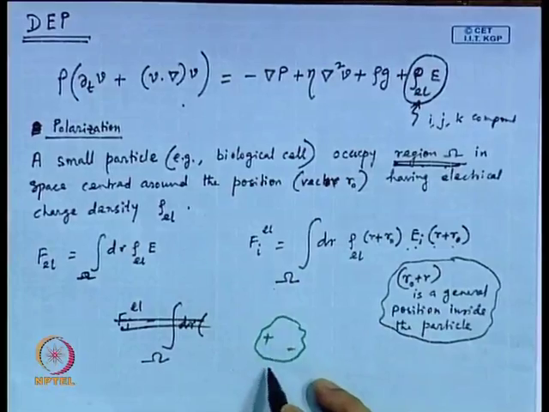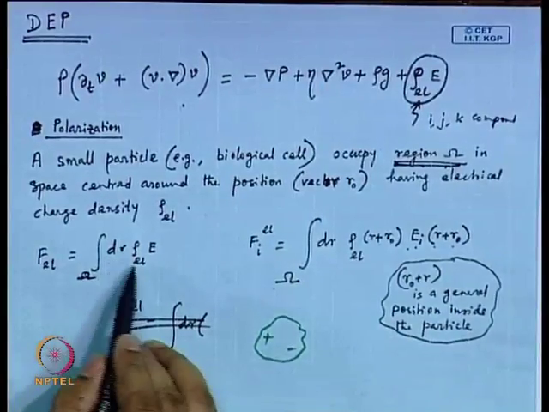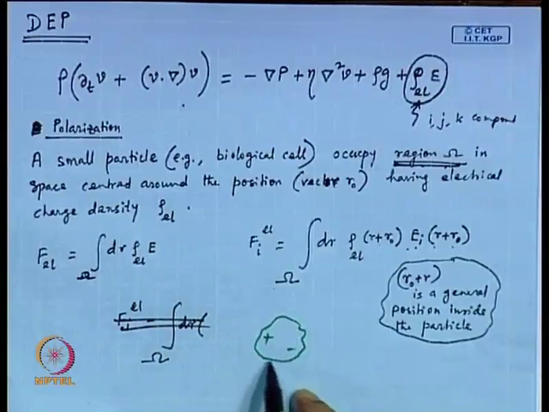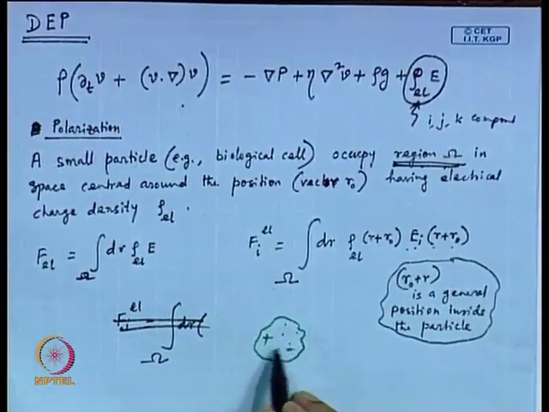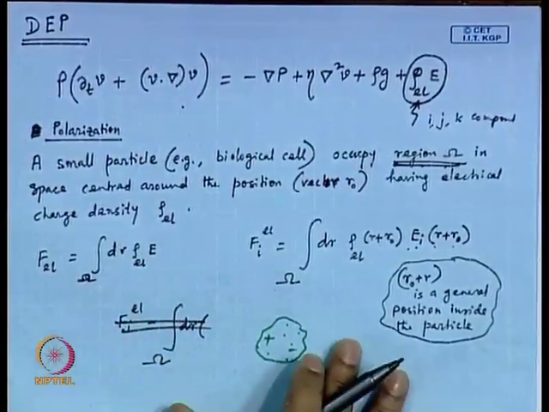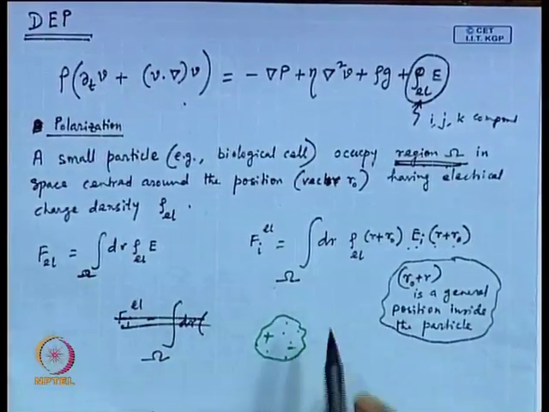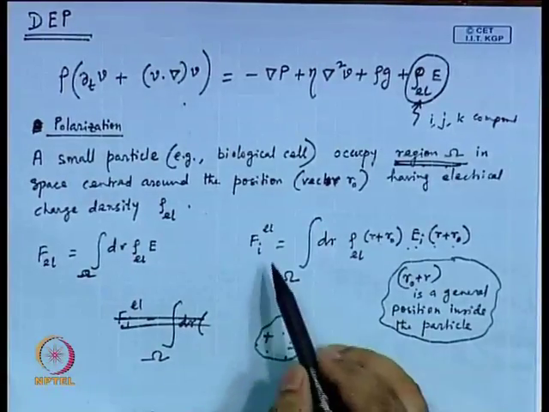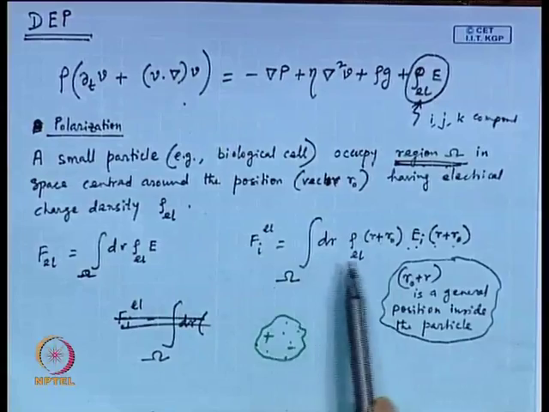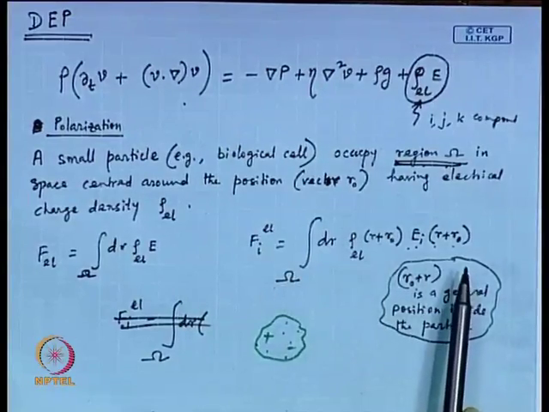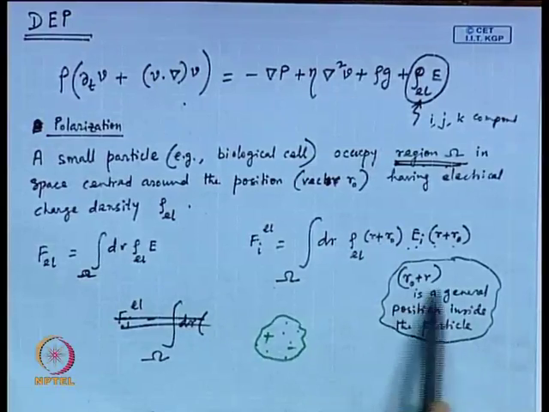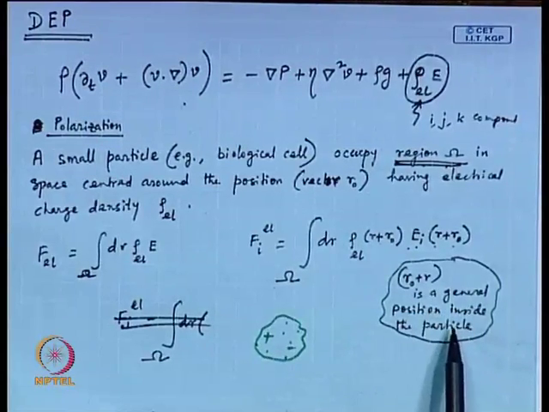What we are trying to find out here is, we are integrating this product rho EL E for this entire region omega, for various positions here and here. That is what it means. This is the force component, and the ith component of this force was given last time as this, the ith component of the force for DEP, where r naught plus r is a general position inside the particle.